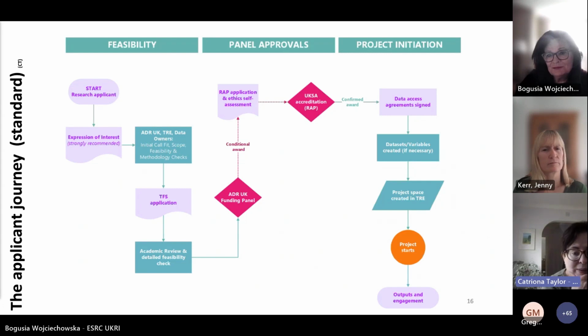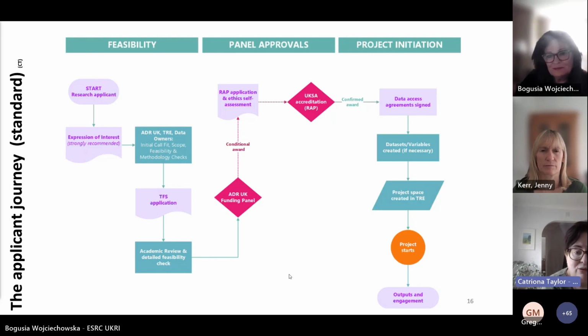From that, those applications that score above the threshold will be offered a conditional award. And as Greg said earlier, this is all conditional until we get to the final bit of the approvals. So within the approvals part of this flow, we've got our funding panel approval and also the UKSA accreditation, the RAP panel approval. Most of our data is shared under the Digital Economy Act, and the UKSA gives the final approval on ensuring that the applications meet the requirements within the DEA.